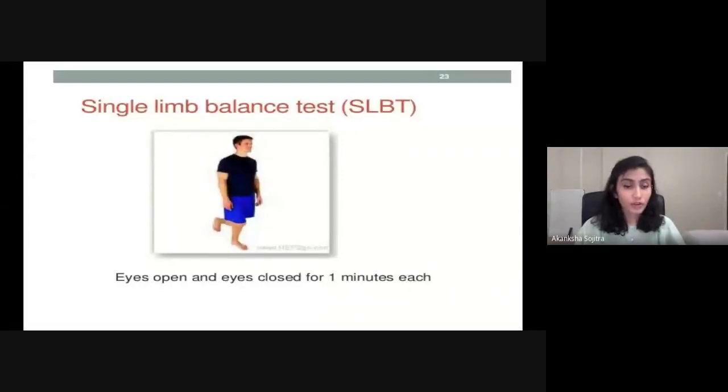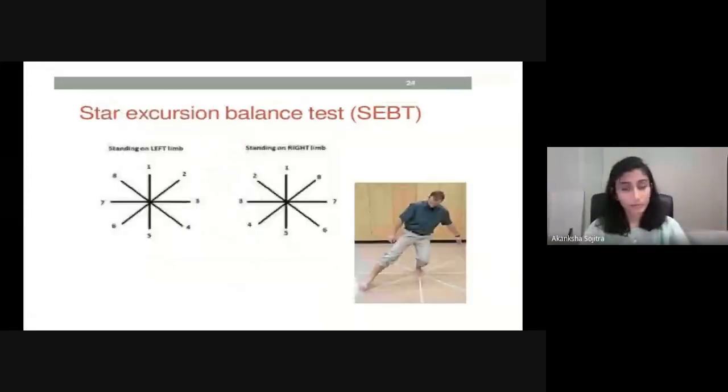Okay, so for balance testing, the single leg balance test has been pretty reliable. You can do this in the clinic easily with eyes open, eyes closed, 1 minute each, and test and retest this pre and post your rehab. And for more dynamic and challenging activities, you can measure functional balance. You can do the Star Excursion Balance Test.